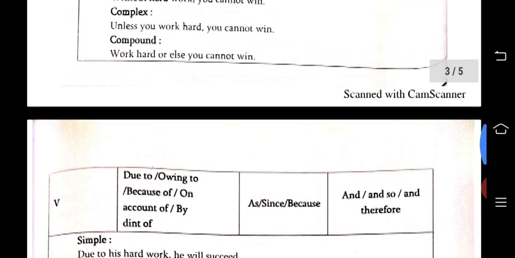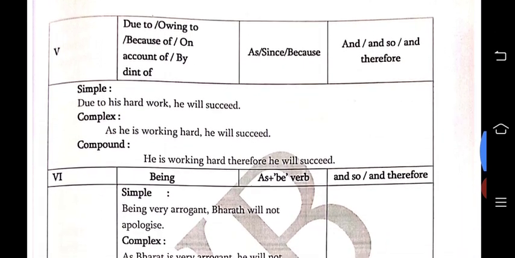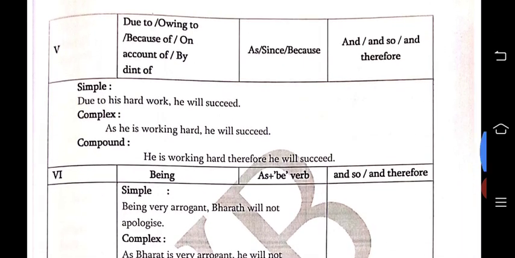And then what is this? Due to, owing to, because of, as, since, because, and so, and therefore. Which category does it come under? Yes, of course, reason. So, reason: due to Diwali, tomorrow will be a holiday, like that. Due to his hard work he will succeed.